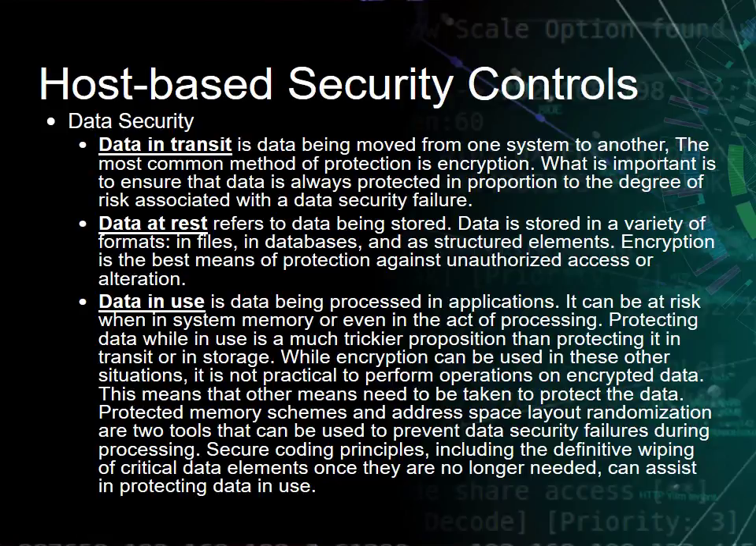And finally, data in use is data being processed in applications. It can be at risk in system memory, even in the act of processing. Protecting data while in use is a much trickier proposition than protecting it in transit or storage. While encryption can be used in the other two situations, it is not practical to perform operations on encrypted data. This means that other means need to be taken to protect that data. Protected memory schemas and address space layout randomization are two tools that can be used to prevent data security failures during processing.